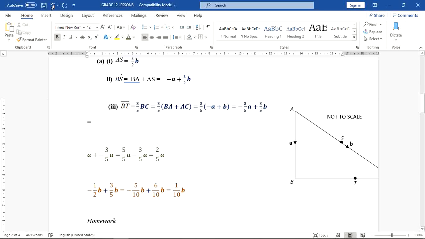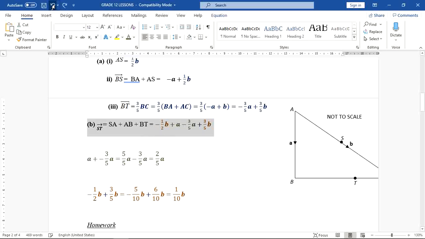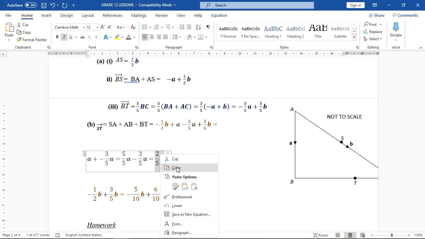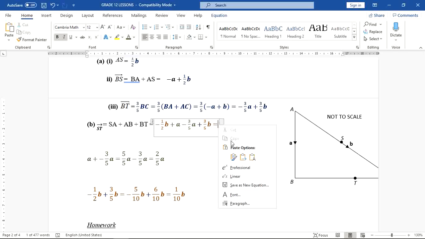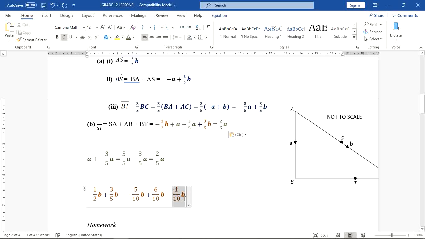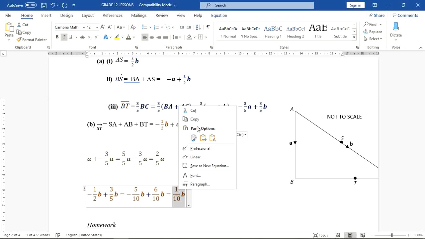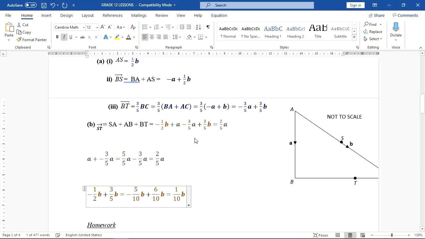Okay, undo that. Okay, so say equal sign. So we have 2a plus 1b over 10.